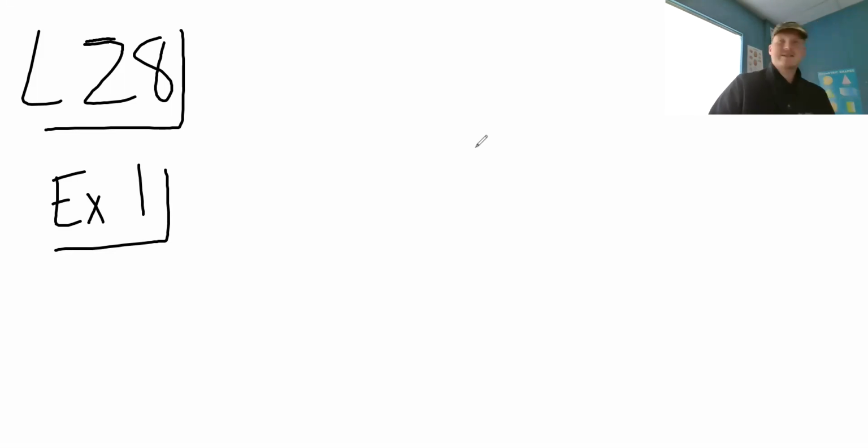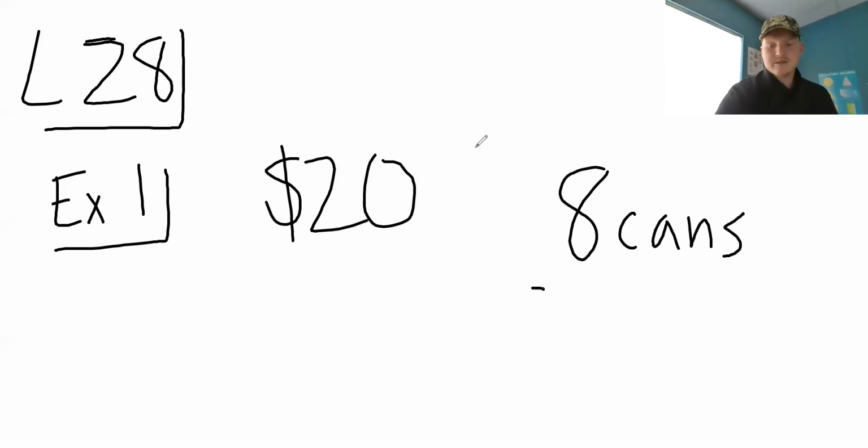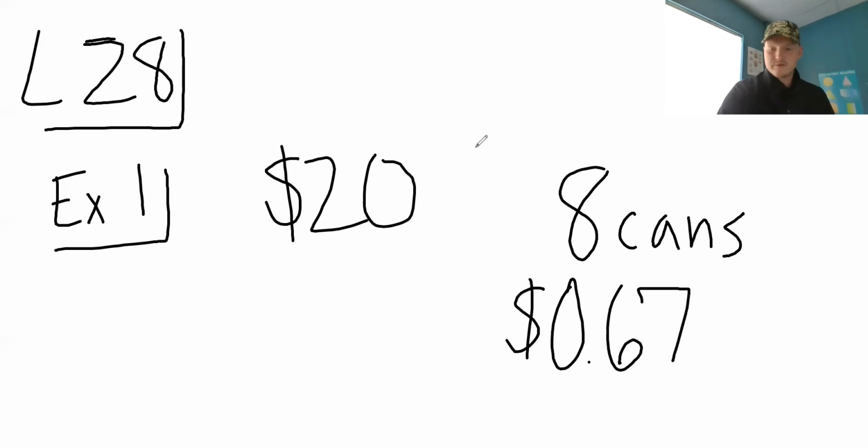So example one, which is on page 182. Julie went to the store with $20. So I'm gonna write down the $20 because that's an important piece of information. If she bought 8 cans of dog food for 67 cents, all right, so 8 cans, 67 cents. Writing down my important information. This is per can. How much money did she have left that she could go spend on other food or whatever?